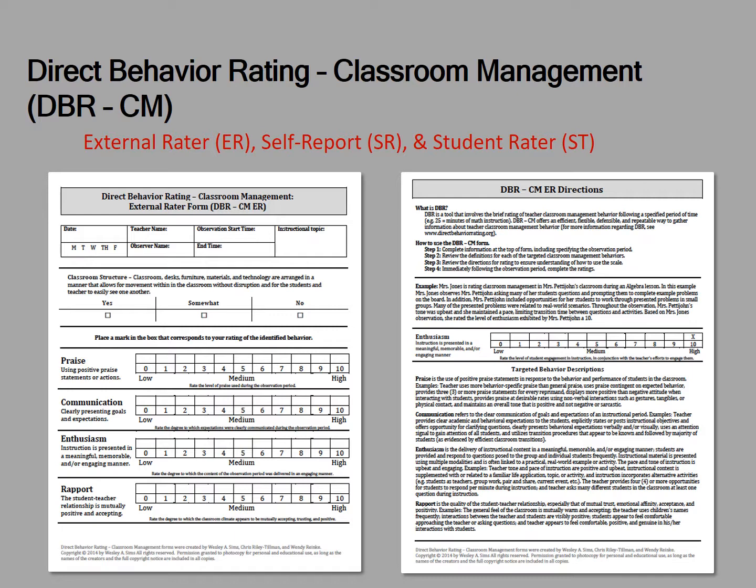To address this limitation, the DBR-CM was developed. Currently, there are three forms of the DBR-CM: the external rater, self-report, and student rater forms. The external rater form is presented here. To date, examination of reliability and validity for the external rater form has been positive. Inter-rater reliability appears high for this form of the DBR-CM. Several significant correlations between the DBR-CM ER and concurrent measures of classroom management have been found in early explorations of the technical adequacy of this assessment.